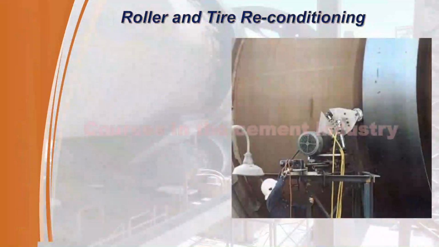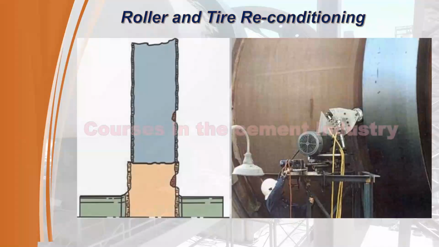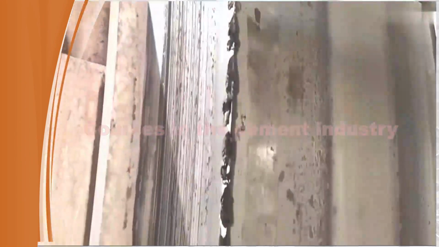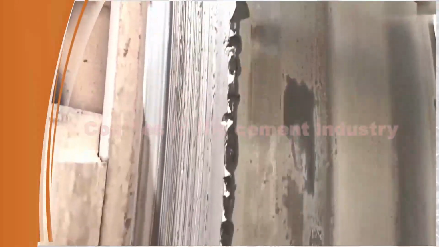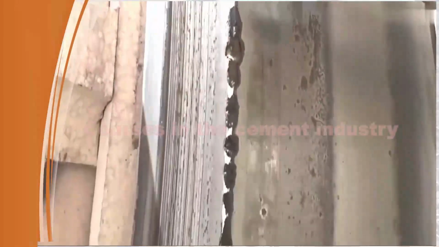See in this figure. The tire's edges must also be ground, because in most cases it needs grinding. And see this video. Tire and roller edge defects must also be removed. Edges should then be chamfered.